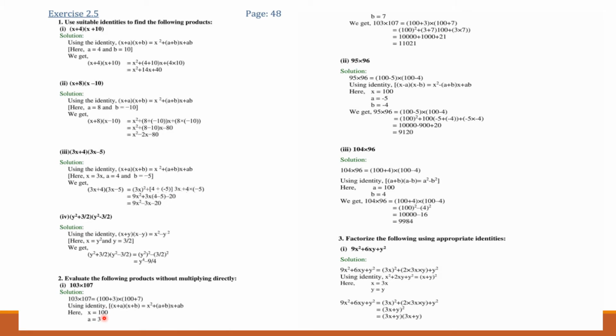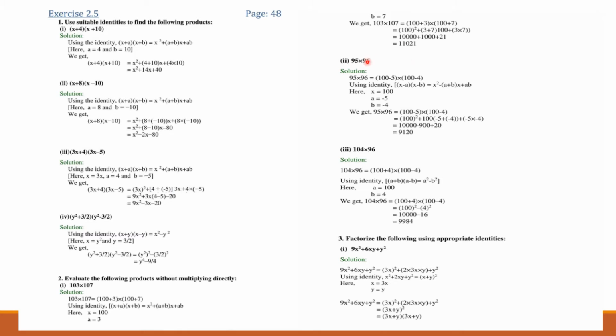So the value of x is 100. Value of a is 3. Value of b is 7. So what we have done, we have put all the values in the identity. That is 100 squared, plus (a plus b) into x, that is 3 plus 7 into 100, and a into b, 3 into 7. Once we have solved it, we find our answer.